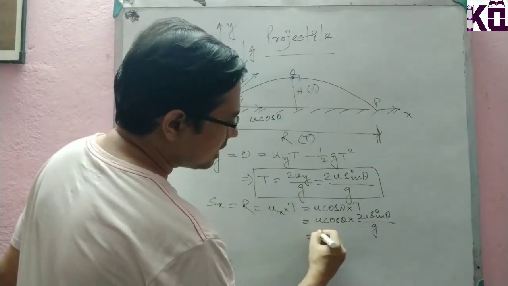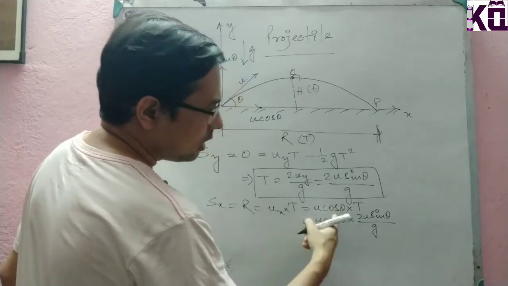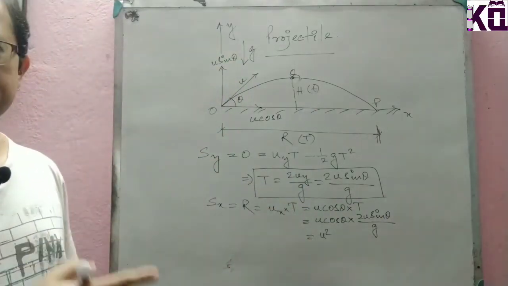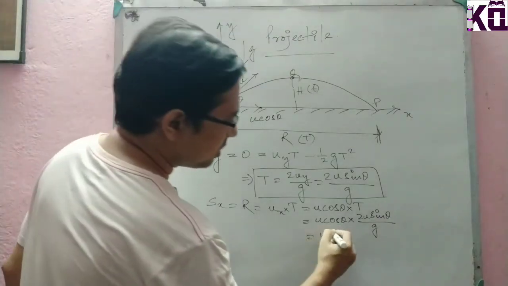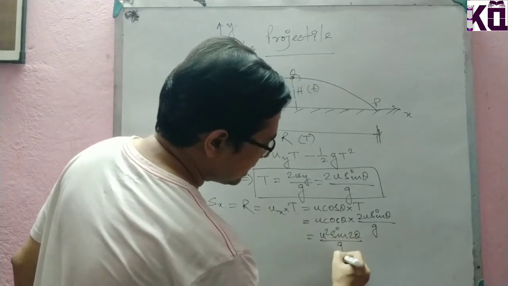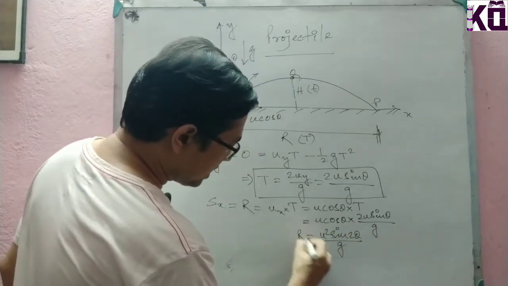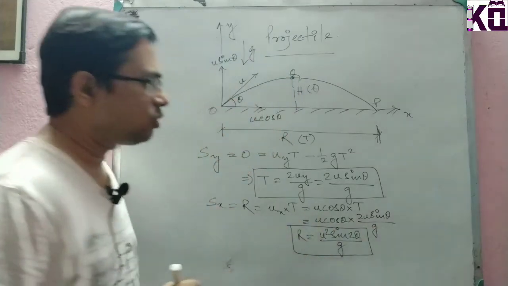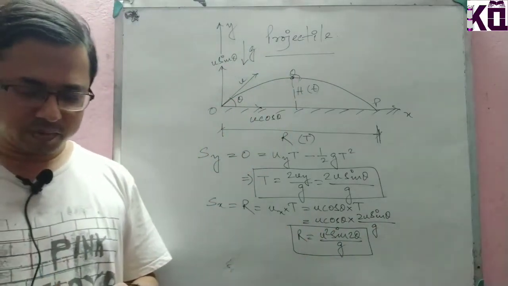So we can write u square into 2 sine theta cos theta. In trigonometry we can identify this: 2 sine theta cos theta means sine of 2 theta by g. So capital R now becomes u square sine 2 theta by g. That is very much important.